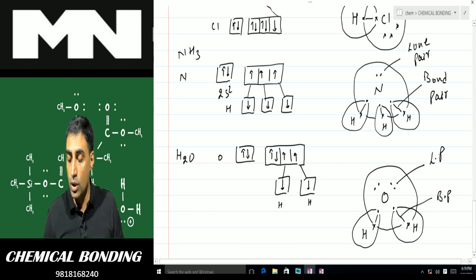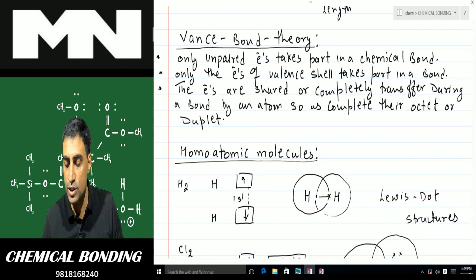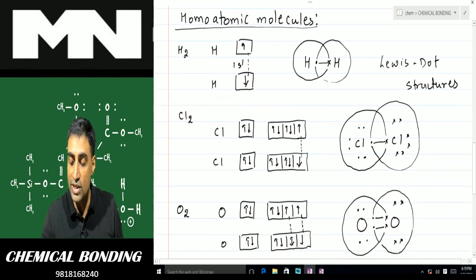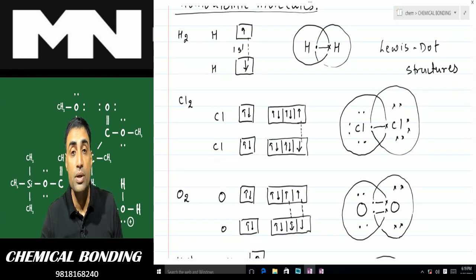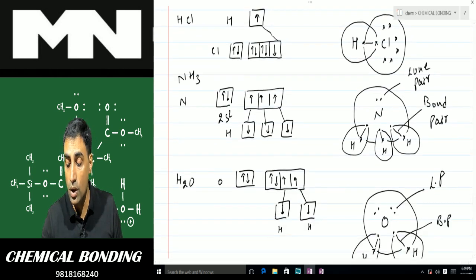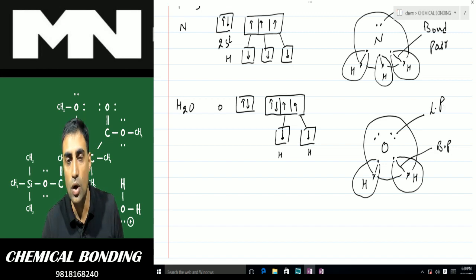So here we saw that these molecules are satisfying all the assumptions of valence bond theory. That is, only unpaired electrons are taking part in chemical bonding. Only the electrons of the valence shell are taking part in chemical bonding. The electrons are shared so as to complete the octet or duplet. Duplet only in the case of hydrogen. In the rest of the atoms, it is octet. So this is what we have got.